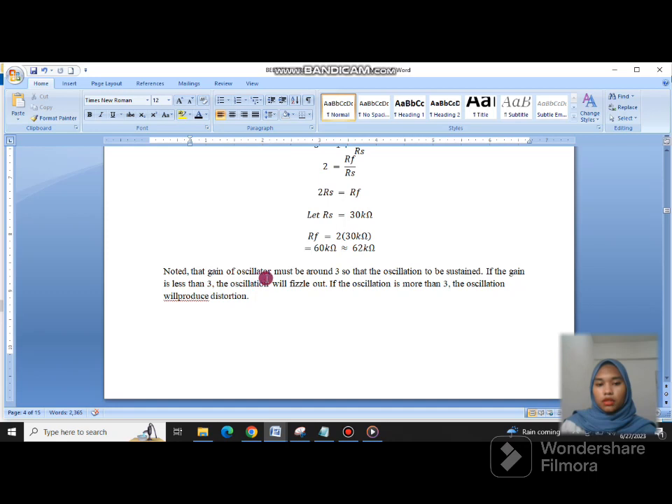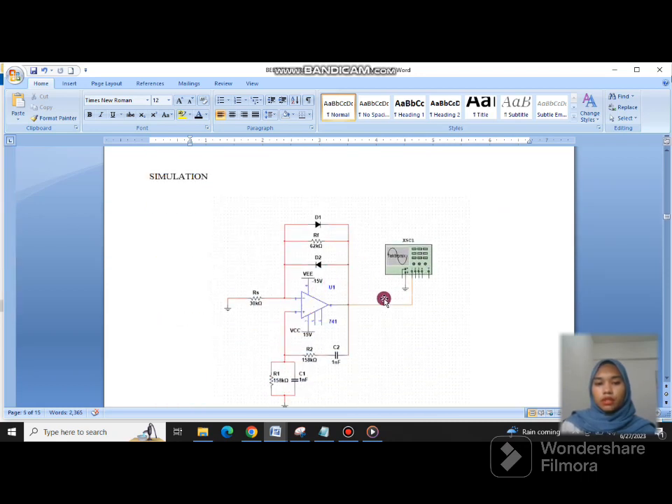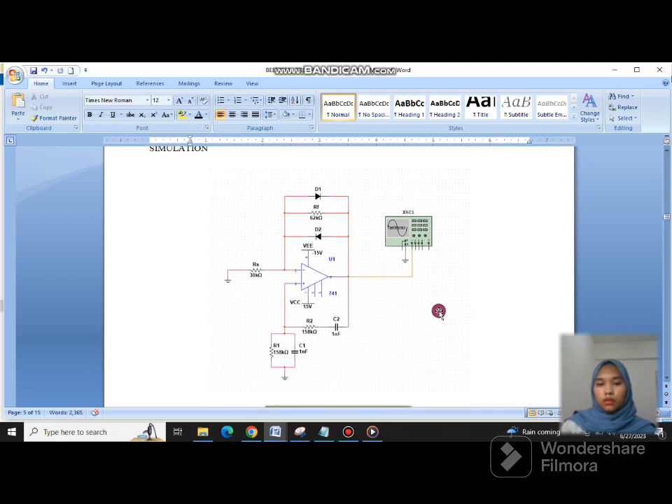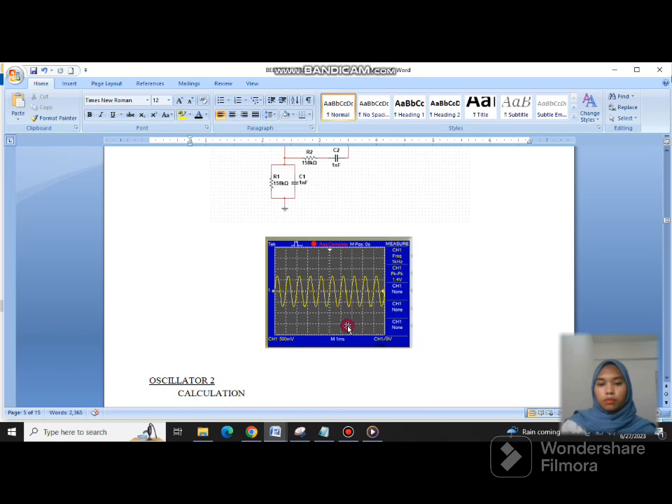Okay, noted. The gain of each oscillator must be around 3 so that the oscillation can be sustained. If the gain is less than 3, the oscillation will fizzle out. If the gain is more than 3, the oscillation will produce distortion. This is the simulation. And this is the output for the sine wave. And we get frequency 1 kHz and we peak at 1.4 volts. That's all for me.